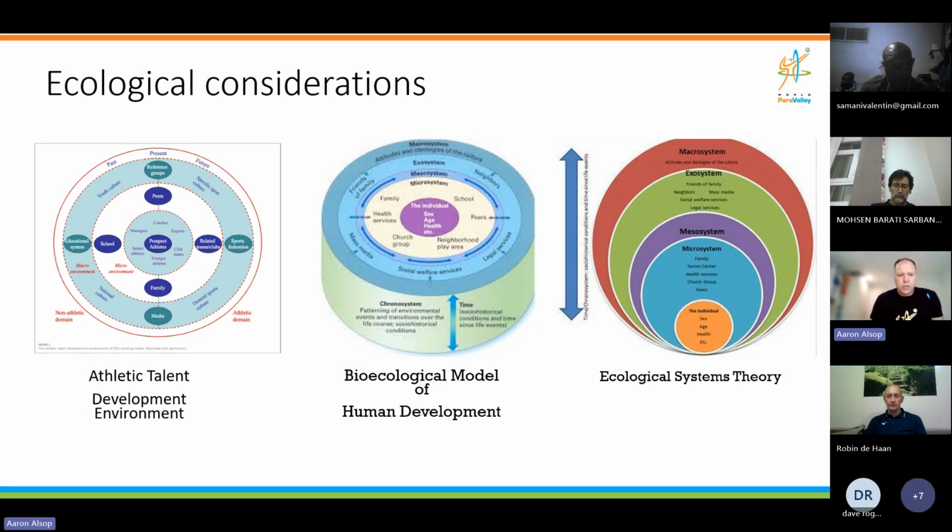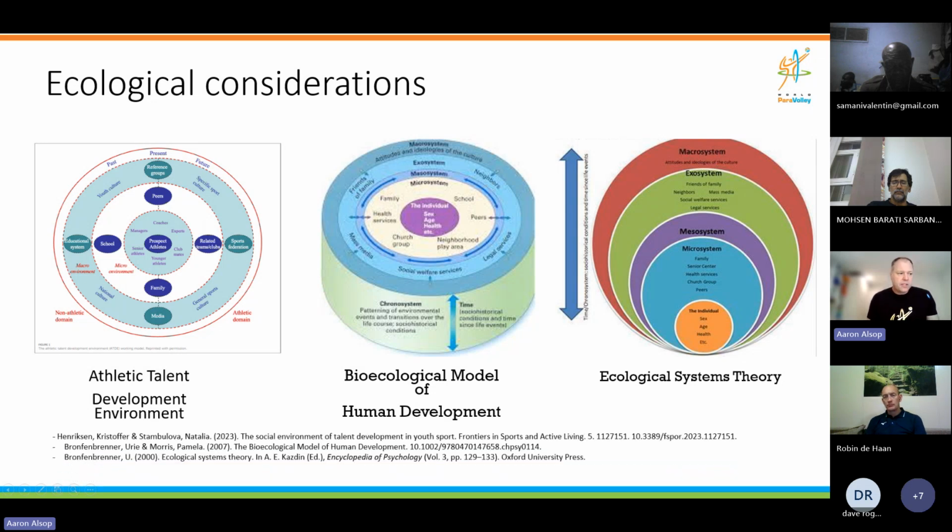This is a quite typical model you see in human development. And then the third one is what we call our ecological systems theory. So I've put up the reference links for each of those three different models that people can look at to understand a bit more about ecological considerations around our coaching and athlete systems. The ecological systems theory essentially shows us that what we do with the individual in the orange area here has an impact, obviously, on the environments around them in the different micro, meso, and macro systems that we have around the individuals.